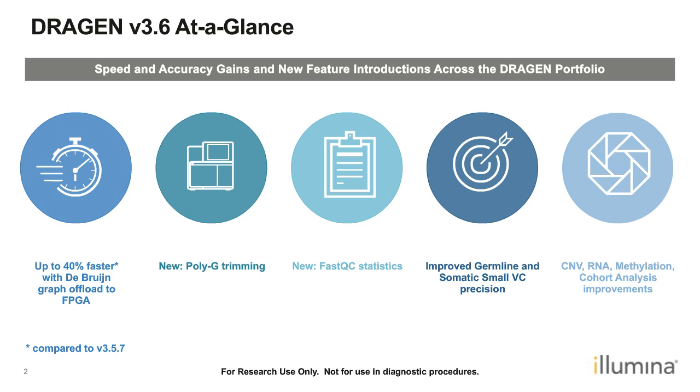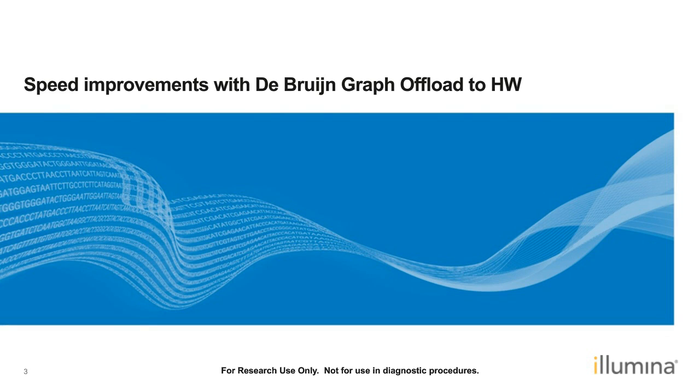And then we have general improvements to our accuracy for the small variant calling for Germline and Somatic, and then a couple of new features for the CNV pipeline, methylation, and then general improvements to our cohort analysis or a PubGen offering that we have been building since early this year. Okay, so let's go into some details for each of these features.